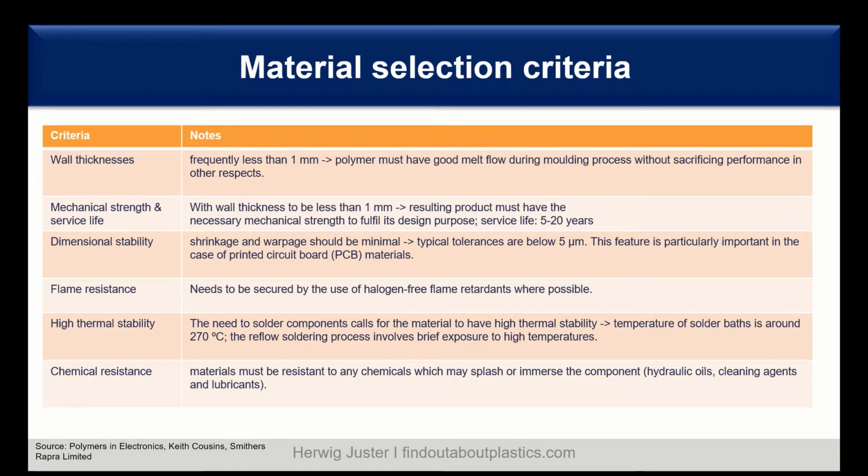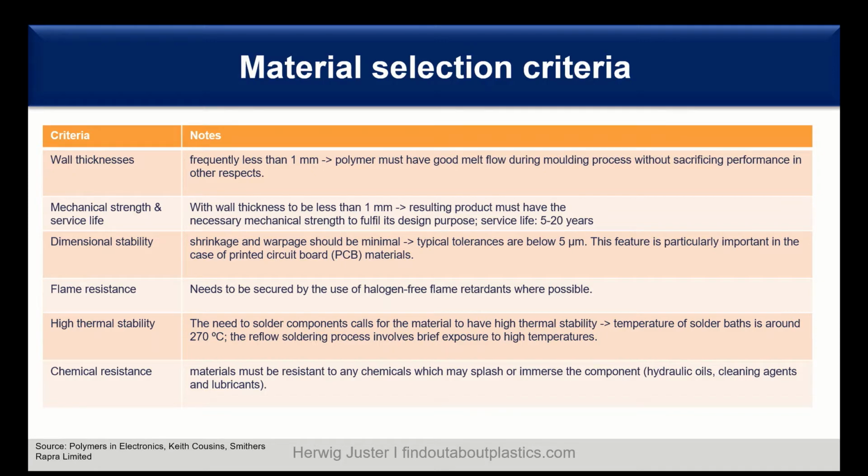So we have typical tolerances below 5 micrometers. And also this is particularly important for printed circuit boards, PCB materials, which need to be really flat to mount the different sensors on it. Then another aspect is flame resistance. So needs to be secured for UL 94 V0 level, also with the use of halogen-free flame retardants where possible.